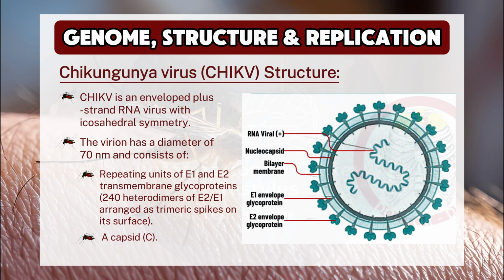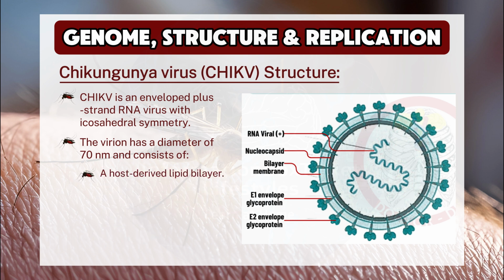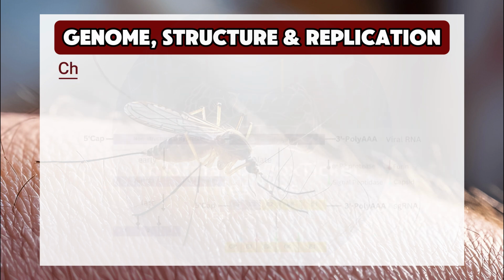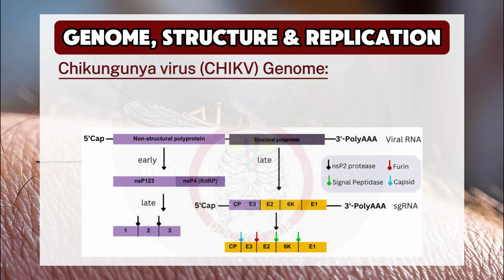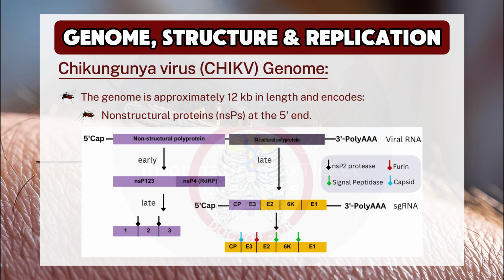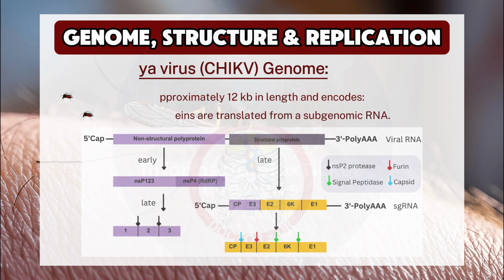A capsid, C, a host-derived lipid bilayer, a single molecule of genome RNA. Chikungunya virus, CHIKV, genome. The genome is approximately 12 kb in length and encodes non-structural proteins, NSPs, at the 5' end, structural proteins at the 3' end. Non-structural proteins are translated from the genomic RNA. Structural proteins are translated from a subgenomic RNA.